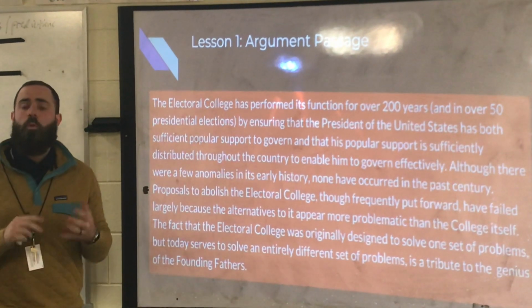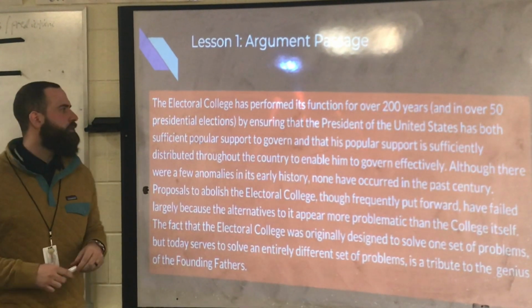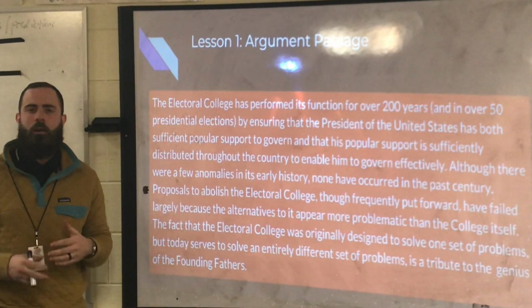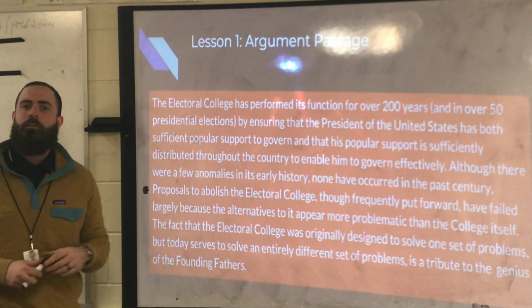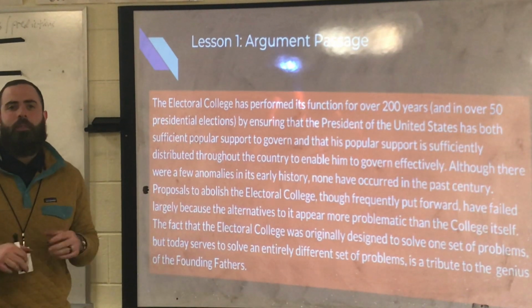Now that we've gone through what an argument is, how to break it down, evidence, all of those things, we're going to do a couple practice examples here. This first paragraph we'll do together. The second one you'll do by yourself. So in this first paragraph, it's going to be discussing the Electoral College. Take 5 minutes to silently read through this by yourself, and then we'll come back together.